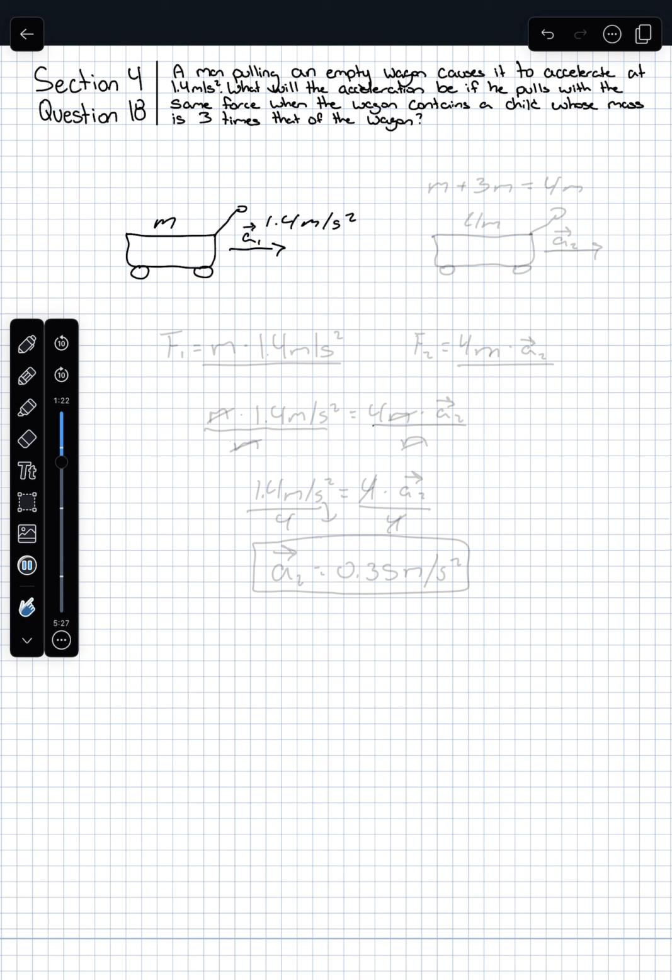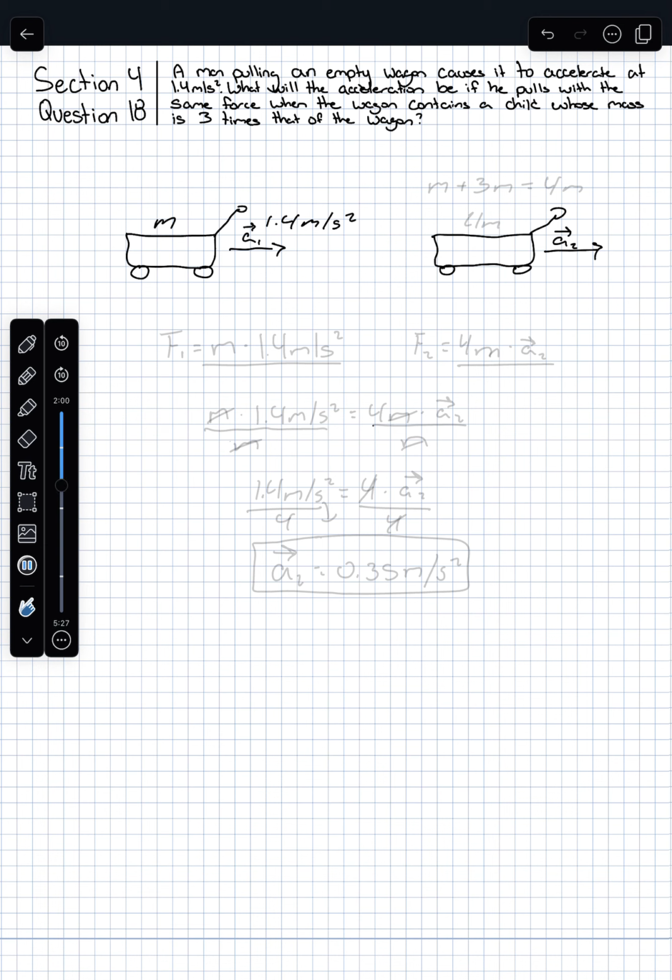And now we want to figure out the acceleration of that same wagon, but with a child whose mass is 3 times that of the wagon. So we go ahead and we draw our second wagon. A little bit of that, a little bit of that. And now we need to figure out this new acceleration, acceleration 2. This is what we want to figure out.